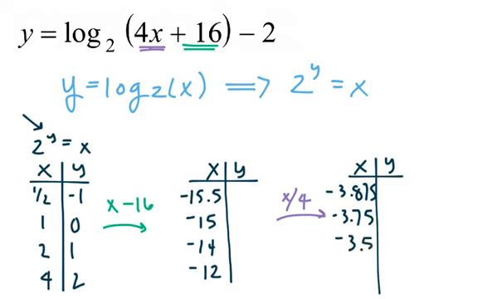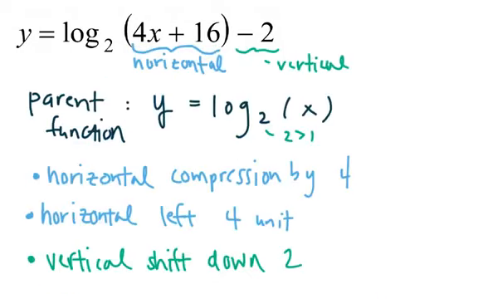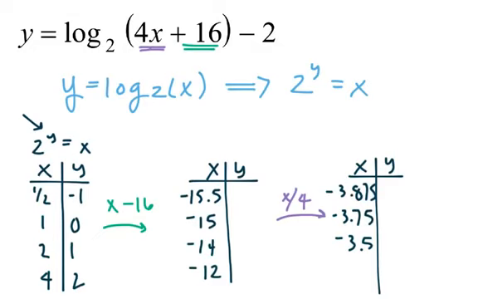You can see that these are a lot closer together, right? Because we're horizontally compressing it by 4, right? That's what we said would happen. You can see that the distance between these numbers is bigger than the distance between these numbers. They're horizontally getting closer together. And this would be negative 3, right?